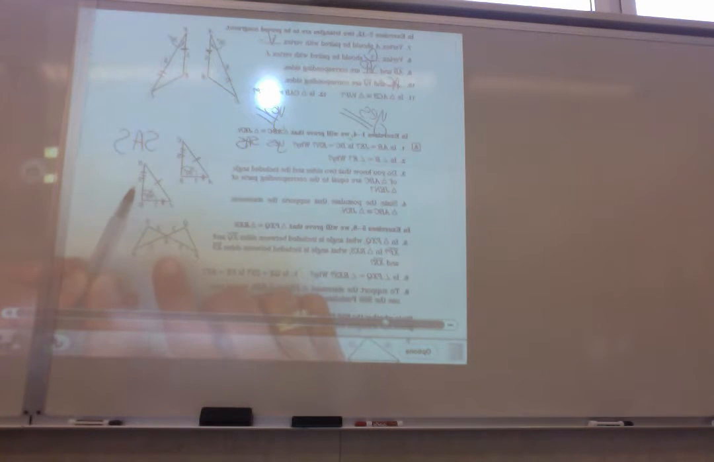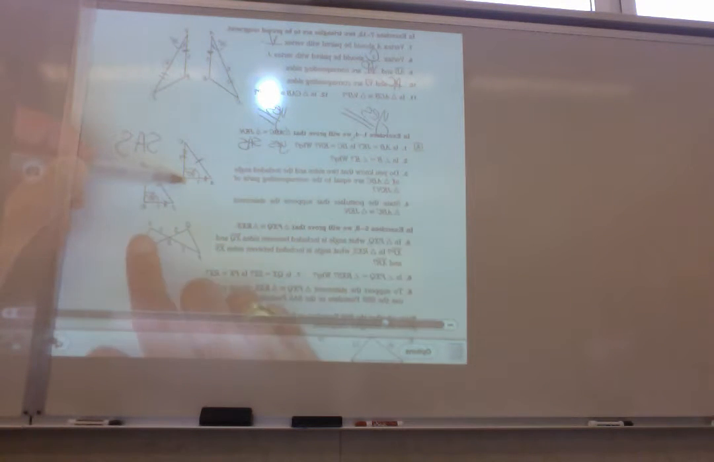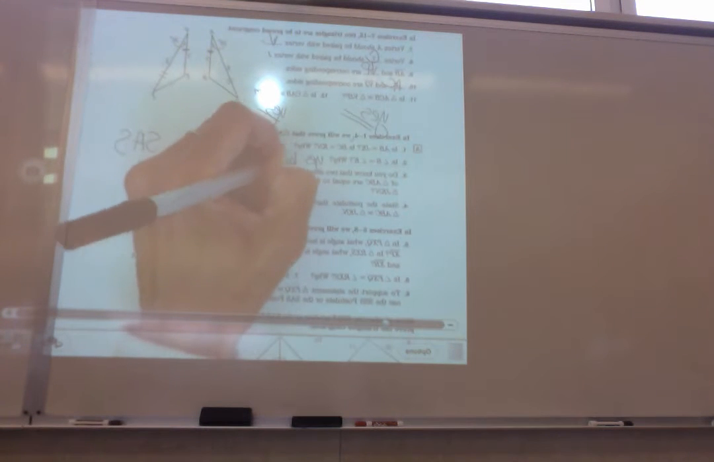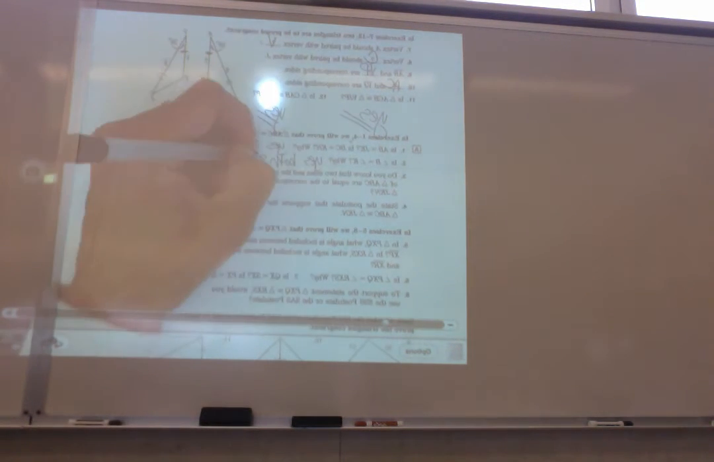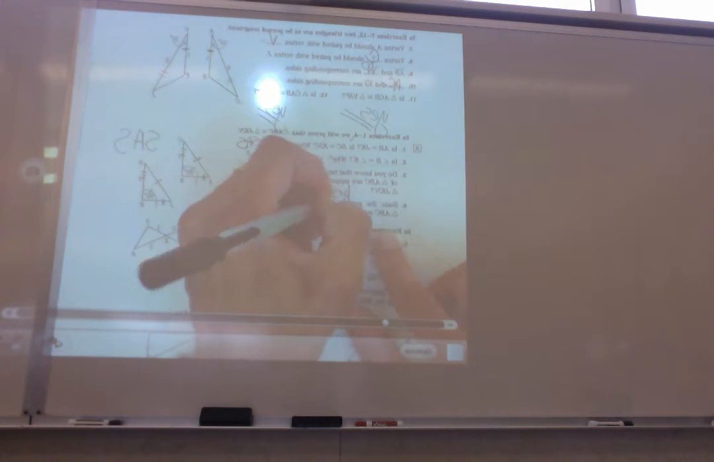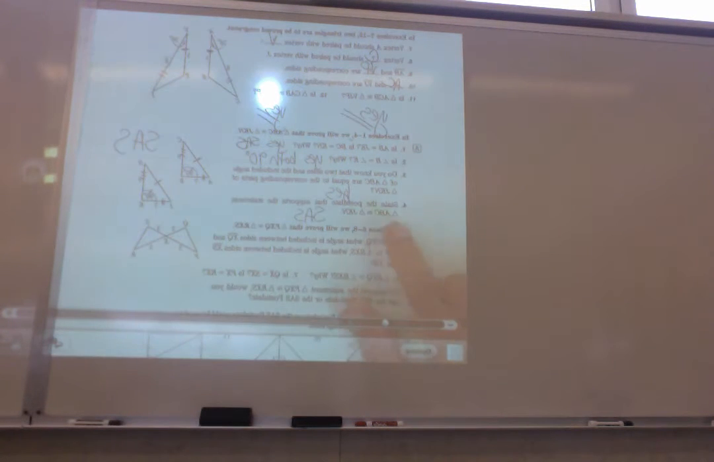Is angle B equal to angle K? Yes. Here's B, here's K. How do we know they're equal? They're both 90 degrees. Both 90. Do you know that two sides and the included angle of ABC are equal to the corresponding parts? Yes. State the postulate. Oh, we already did. Side, angle, side.